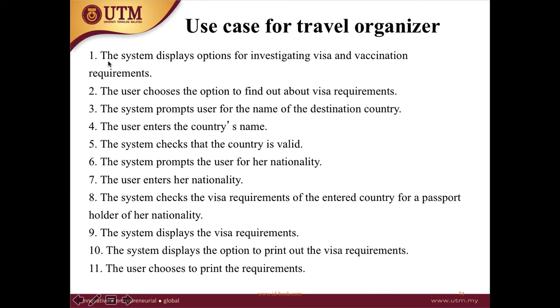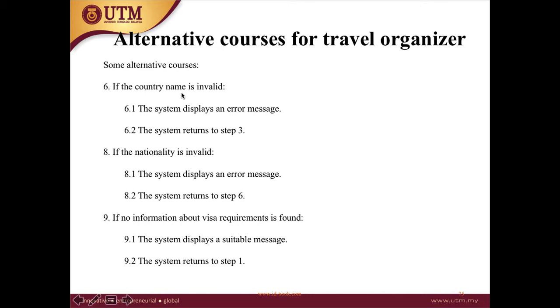The first one: the system displays options for inoculation, visa, and vaccination requirements. The user chooses the option to find out about visa requirements. The system prompts the user for the name of the destination country and a lot more. So we have more than 10. Okay, and then you also have to define the alternative courses for the travel organizer. So if they want this, if they don't want this, what they want, something like that.